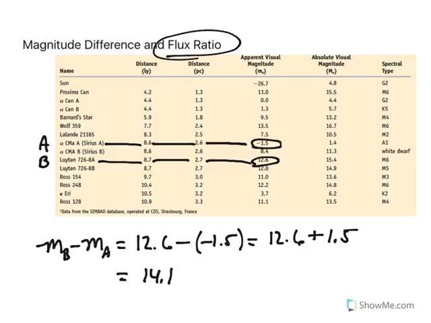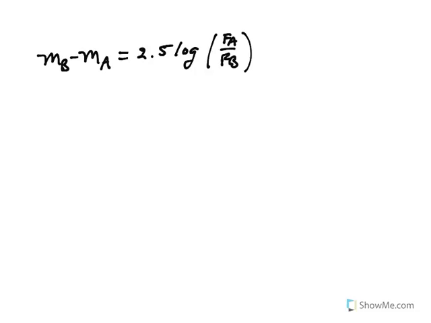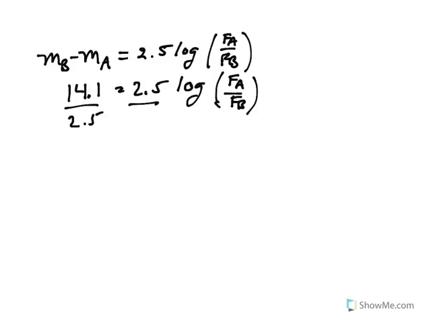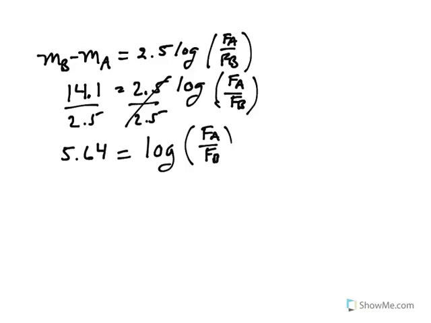Well, what about the flux ratio? How are we going to solve for the flux ratio? An equation in your textbook relates the magnitude difference to 2.5 times the log of the flux of the A divided by the flux of the B star. We already know the magnitude difference. It's 14.1, so let's add it in. Let's divide both sides of the equation by 2.5 and solve. So 14.1 divided by 2.5 is 5.64, and 2.5 divided by 2.5 is 1, so we can ignore it. And that is log times the flux of the A divided by the flux of the B star.